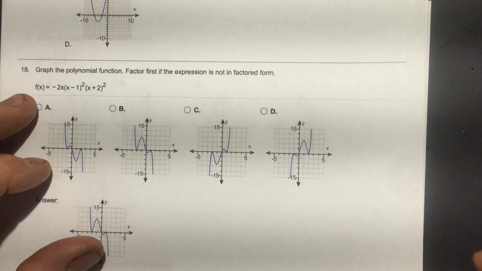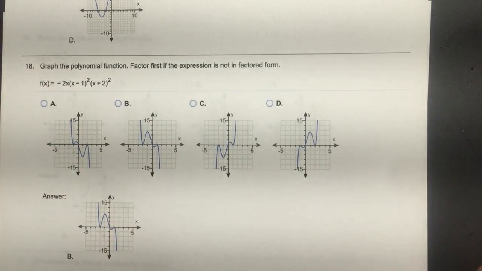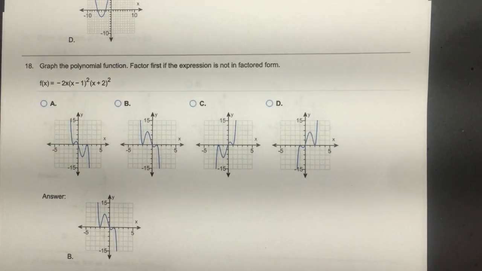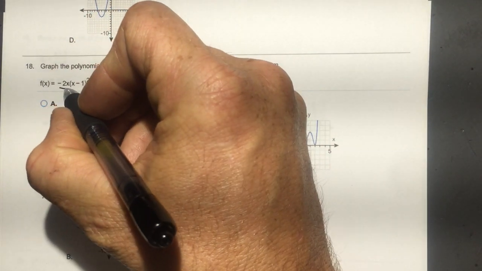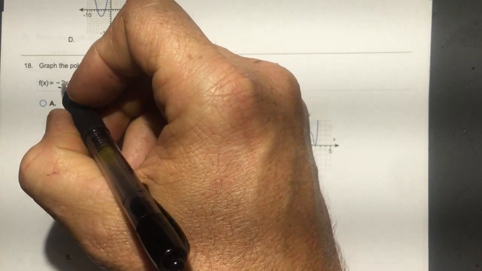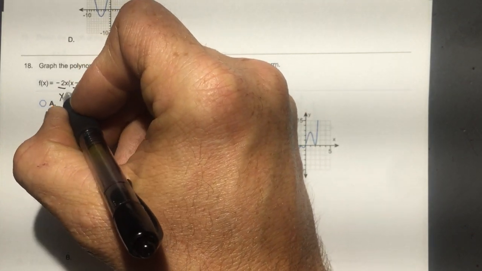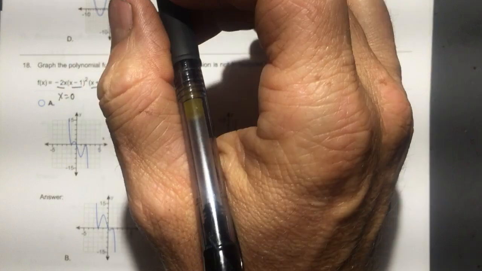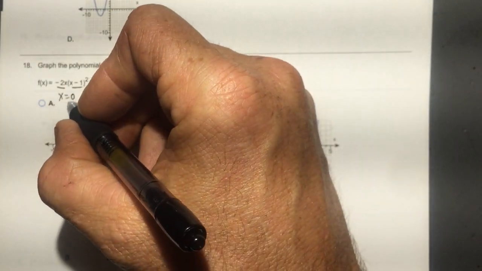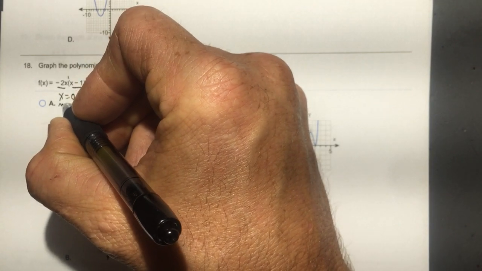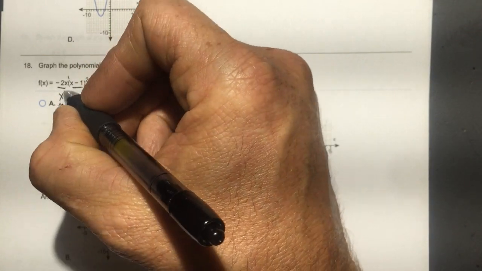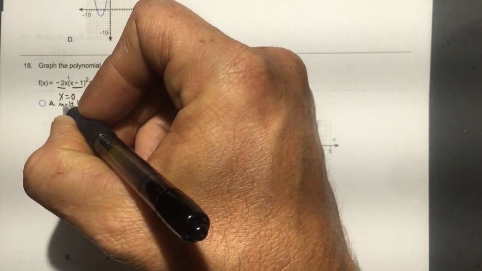All right, graph this one. This is a polynomial. If you look right here, this is all factored. Right here, x equals 0. -2 times 0 would be 0. So there's 0, 0. It's to the 1 power, which means it has a multiplicity of 1, which means it's just going to pass through at that value.